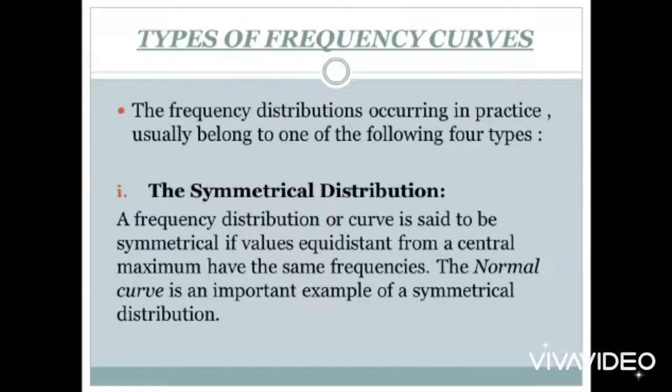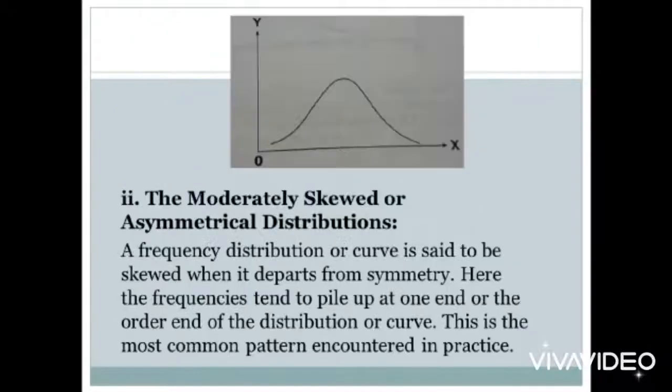Types of frequency curves. The frequency distributions occurring in practice usually belong to one of the following four types. First is the symmetrical distribution. A frequency distribution or curve is said to be symmetrical if values equidistant from a central maximum have the same frequencies. The normal curve is an important example of a symmetrical distribution. Here is the example for the symmetrical distribution.